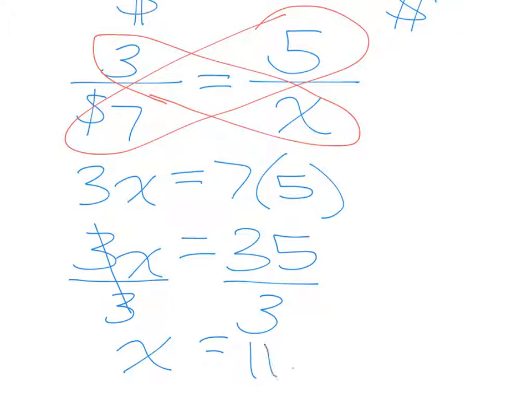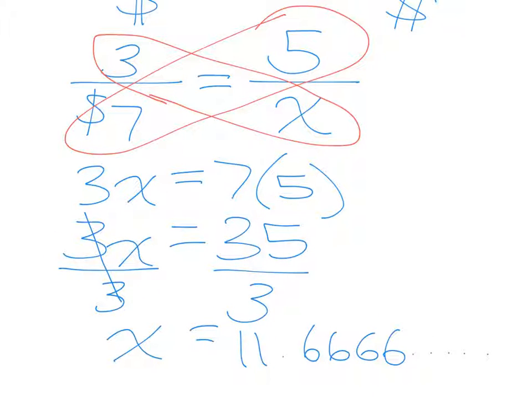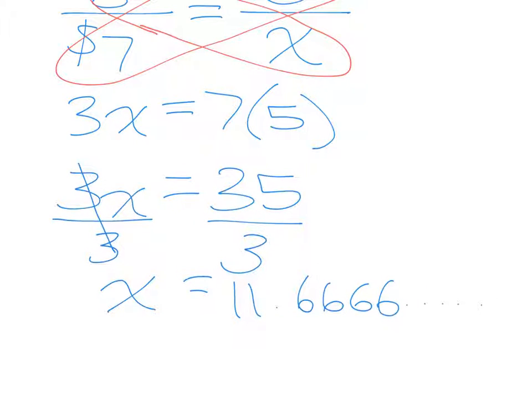is 11.6666, and so on, repeating, that you'll see if you use your calculator. However, if we are trying to solve for money, we would need to round to the second decimal place because that is the customary decimal place when we're talking about money. Our result then with the rounding would be $11.67.